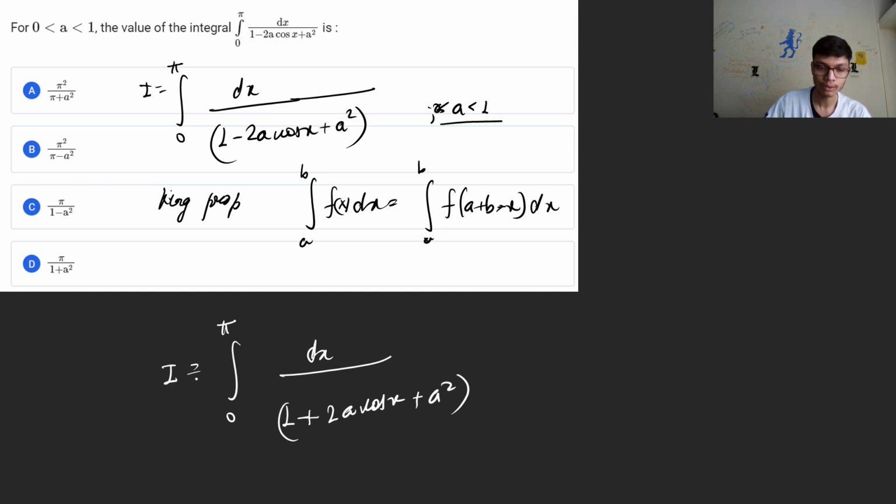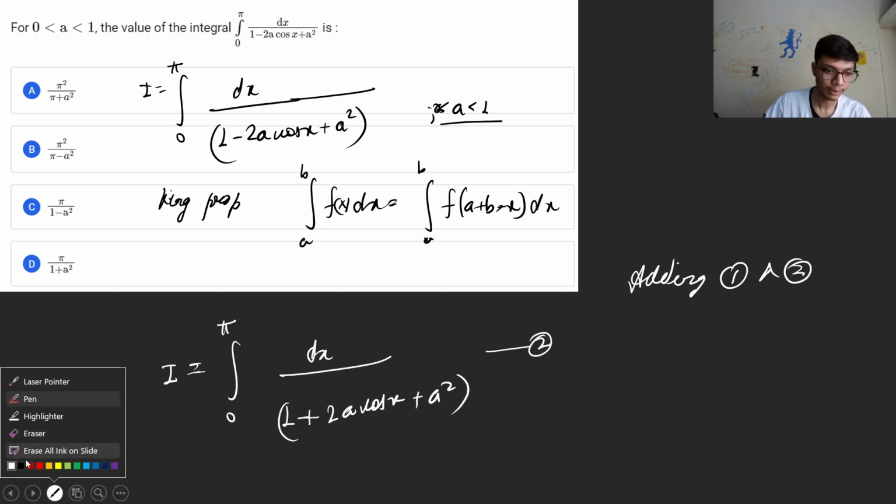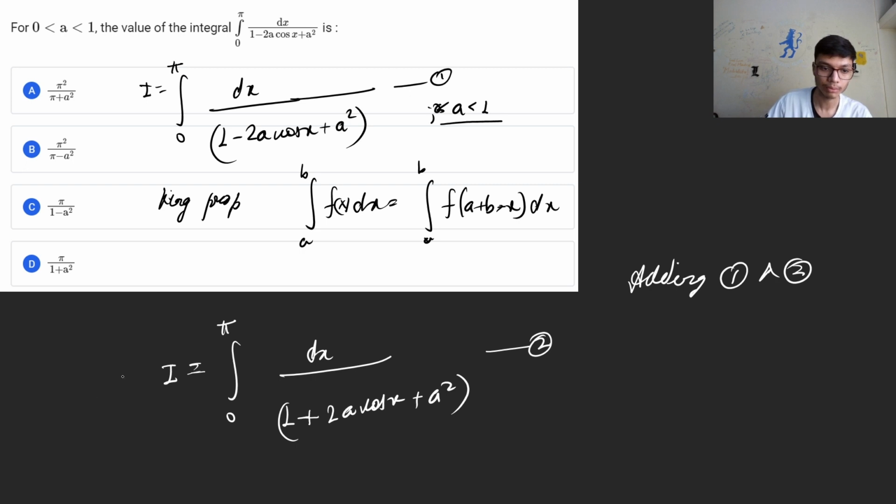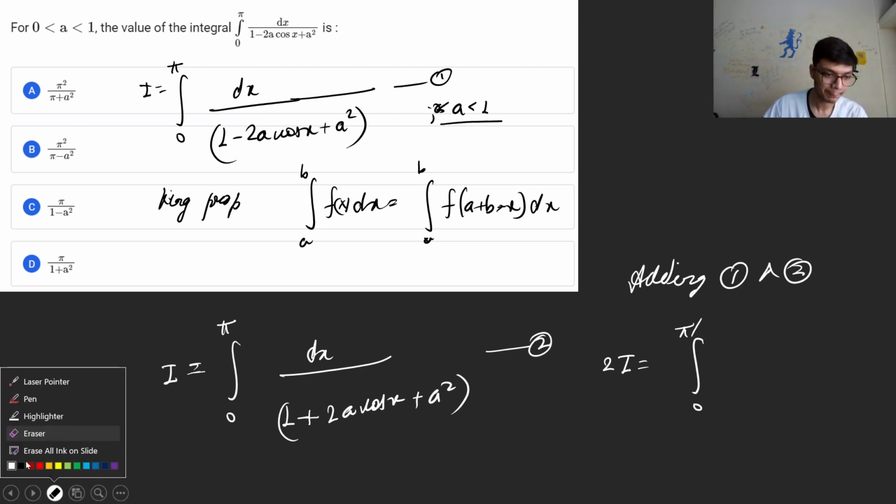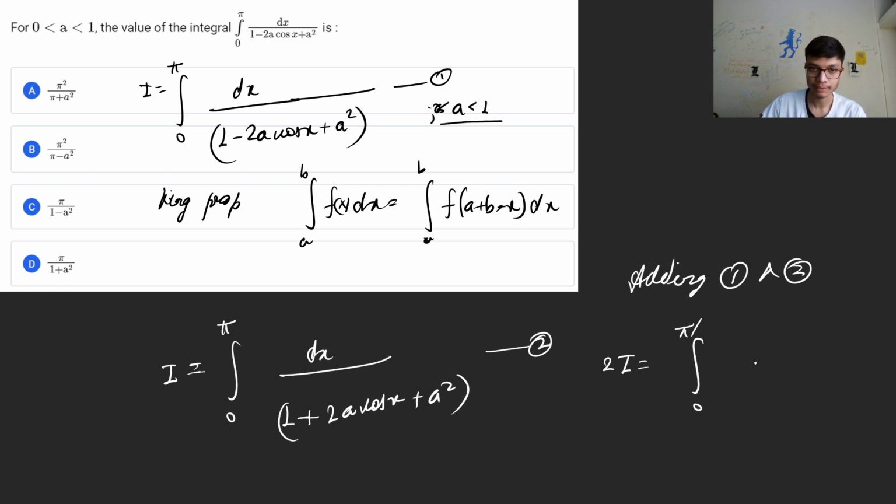Now this is also equal to the integration, that is I. Now this is equation number 2 and this is equation number 1. So if I add 1 and 2, I'll get the result as 2 times the integration within the limit 0 to, sorry, let me not change the limit of the integration firstly. Okay, so that is going to be 0 to pi.